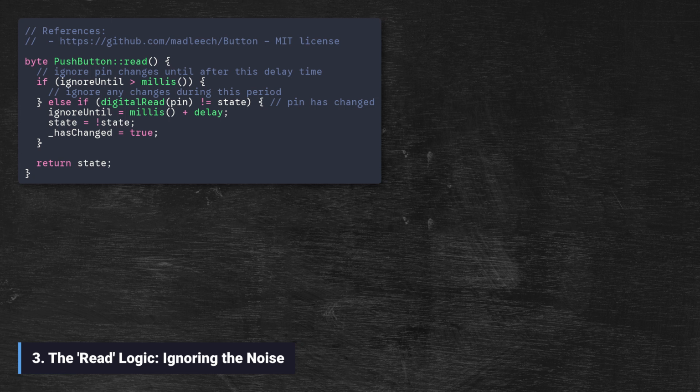State equals not state. It toggles the current state from high to low or vice versa to record the new stable condition. _hasChanged equals true. It flags that a change has occurred.